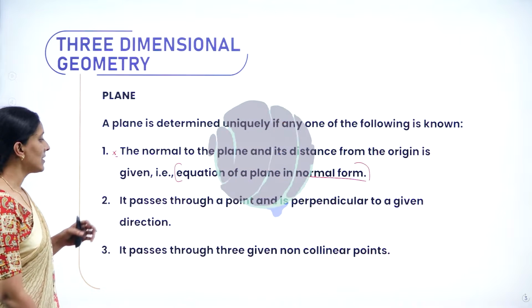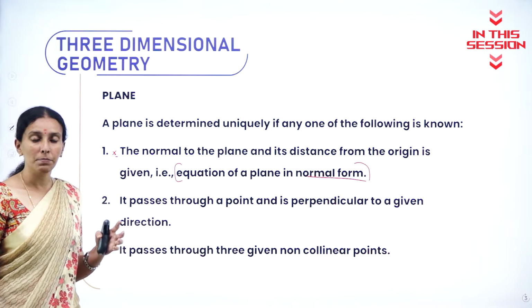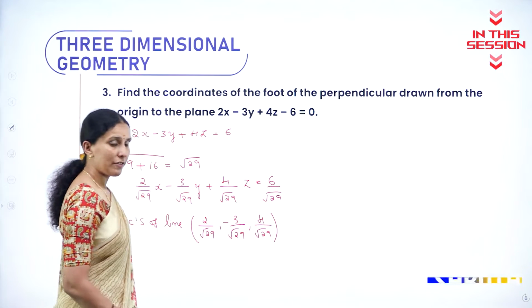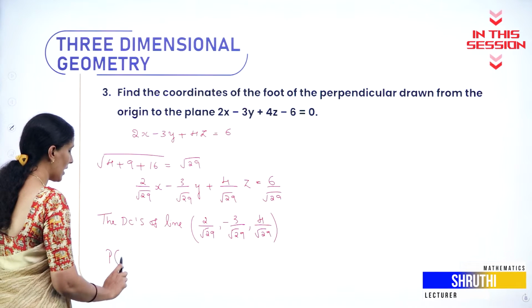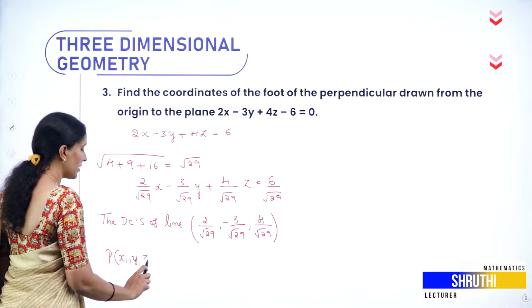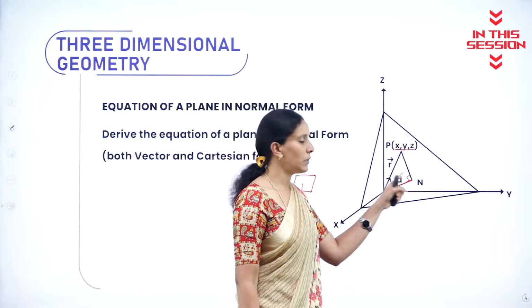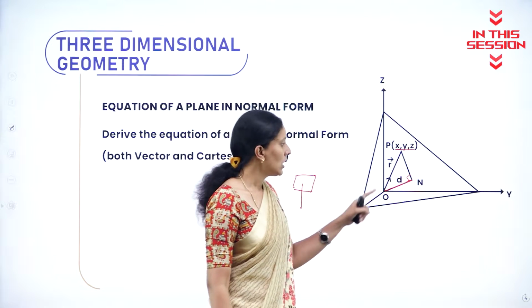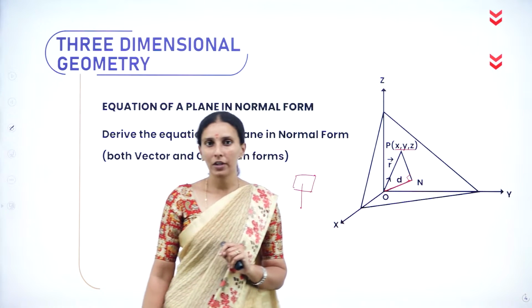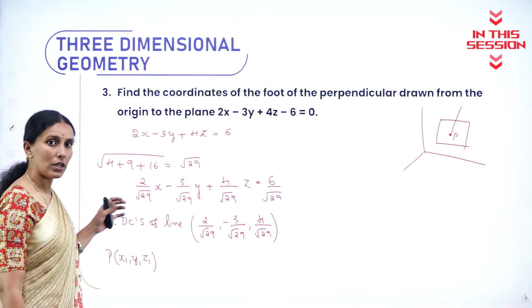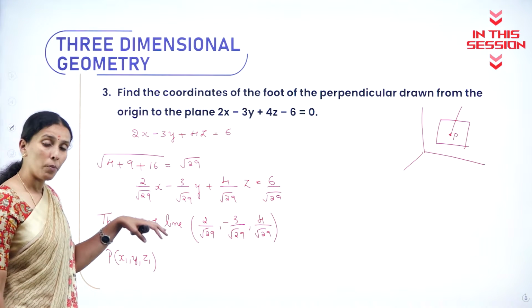So the second thing is it passes through a point and it is perpendicular to the given vector or given direction. Now suppose if I take point P as x1, y1, z1, which is the foot of the perpendicular. ON and NP are perpendicular to each other and R is the position vector of the point P. We know that the direction ratios or the direction cosines of the lines are proportional.